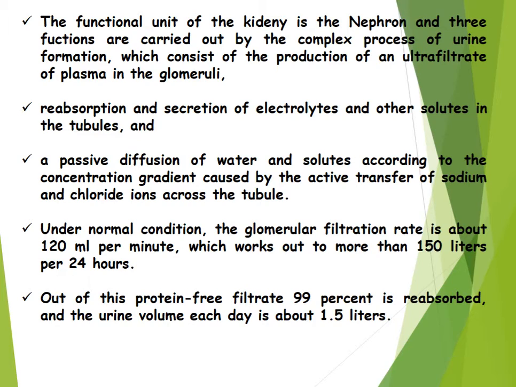Under normal conditions, the glomerular filtration rate is about 120 ml per minute, which works out to more than 150 liters per 24 hours. Out of this protein-free filtrate, 99% is reabsorbed, and the urine volume each day is about 1.5 liters.